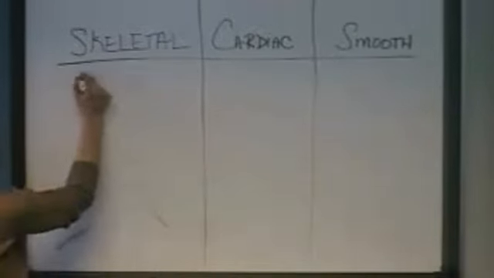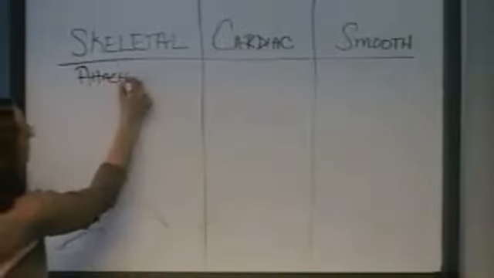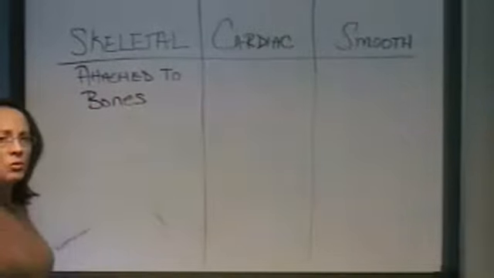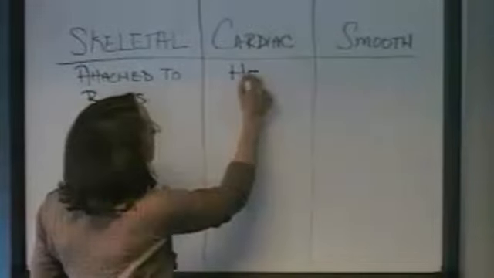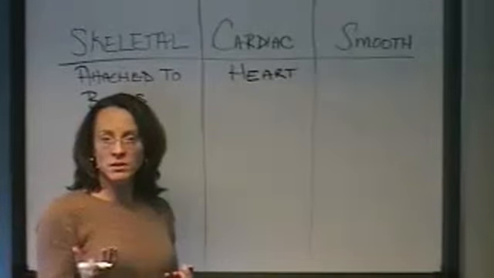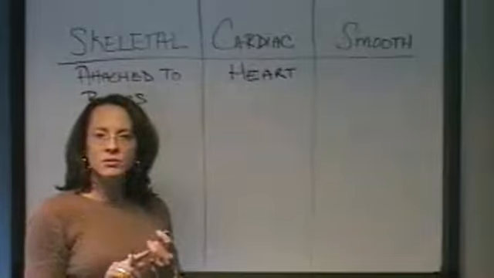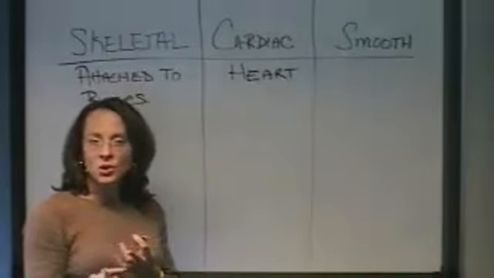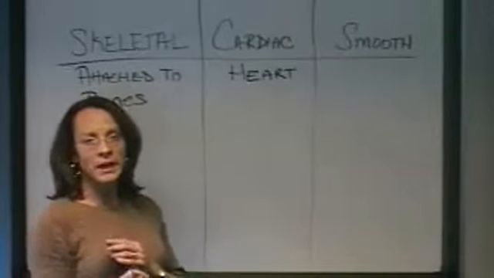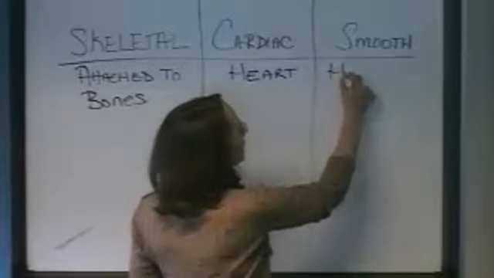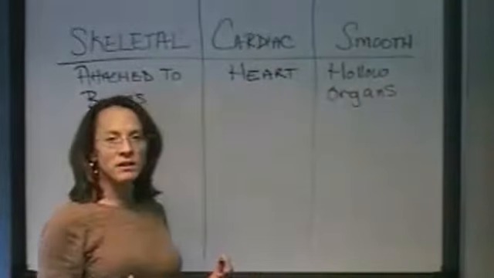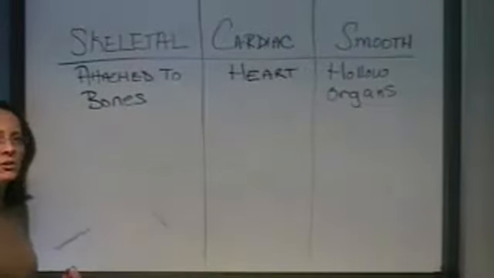Skeletal muscle will be attached to bones. Cardiac will be found in the heart. Smooth is going to be found in visceral organs, or viscera, such as the respiratory tract, the GI tract, the uterus, and arrector pili attached to the base of hairs. So smooth we'll find in hollow organs for the most part, and other areas of involuntary contraction. So these are the areas where they're located.